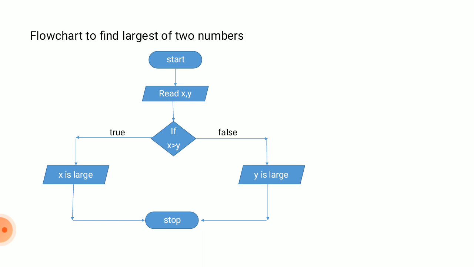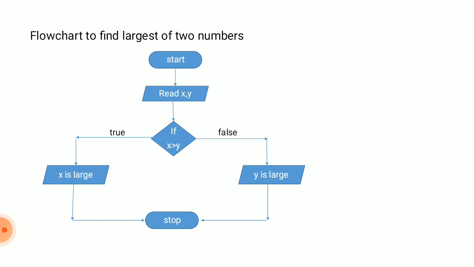We are printing either x is large or y is large based on the condition. If x is greater than y, the condition is true, then print x is large. If the condition is not true, meaning the condition is false, then print y is large. After printing any one statement, it must be stopped.